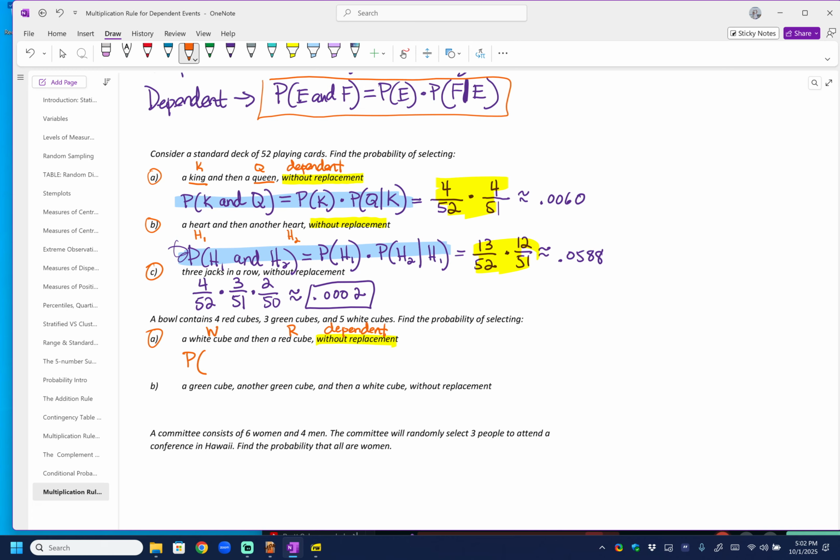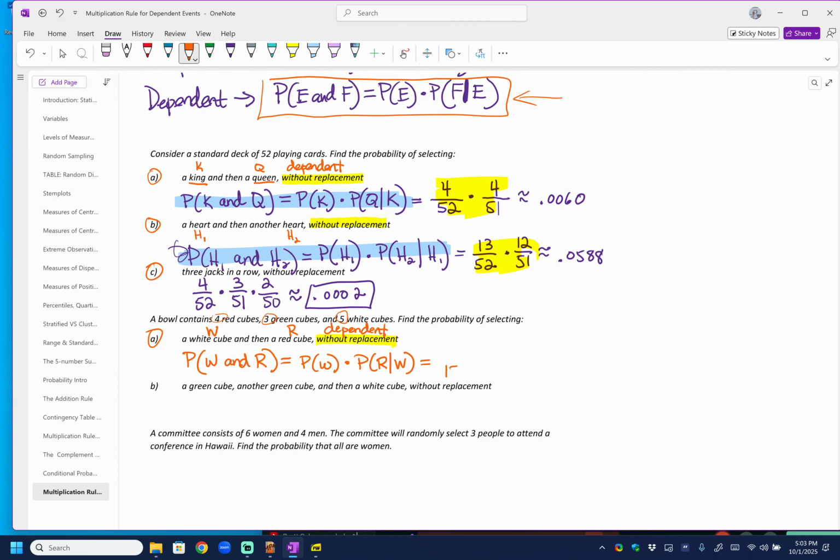So therefore, we're finding the probability of W and then R, which according to the multiplication rule for dependent events, is going to be the probability of selecting white times the probability of selecting red on the second turn, given that they selected white on the first. Okay, what does this look like? Well, selecting white, we need to know how many total cubes there are. You're just going to add 4, 3, and 5 to get 12.